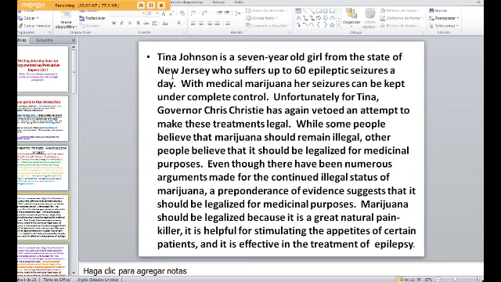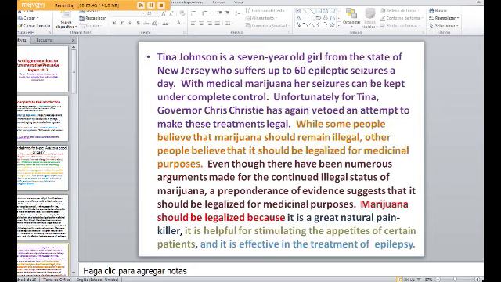Here is an example of an introduction which is appropriate for an argumentative paper. Try to take a moment and find the four parts of the introduction. You can pause the video and then try to find the four parts of the introduction. Pause the video now. Okay, so hopefully you were able to find the four parts of the introduction, and I will show you them here in color.